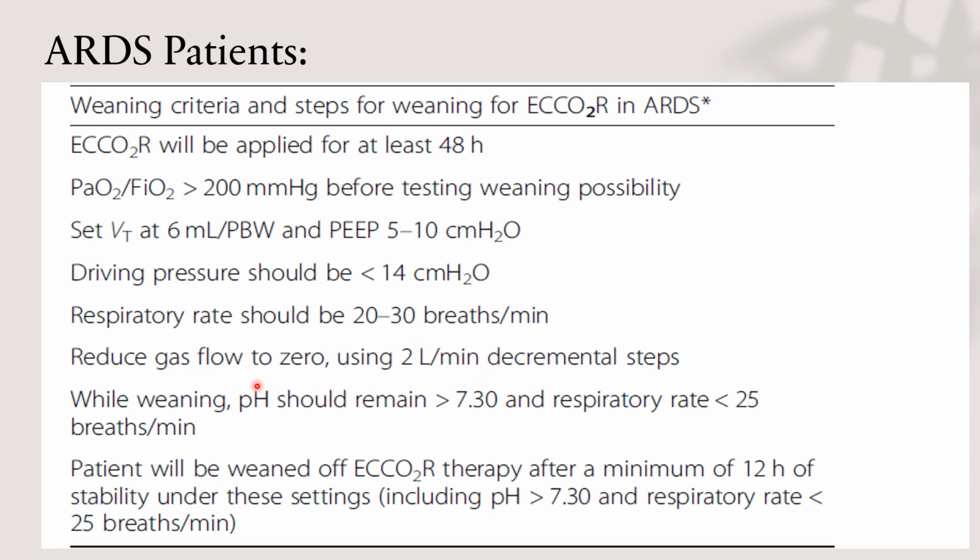Decrease gas flow to 0, using 2 liter per minute decremental steps. And while weaning, pH should remain more than 7.3, and respiratory rate less than 25 breaths per minute. The patient will be weaned off ECCO2R after a minimum of 12 hours of stability under the setting of pH more than 7.3 and respiratory rate less than 25 breaths per minute.